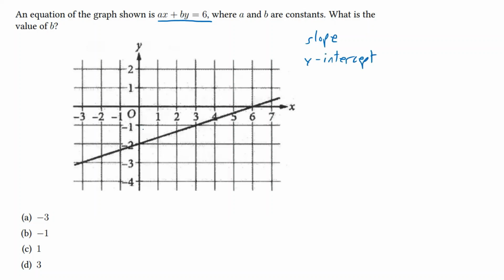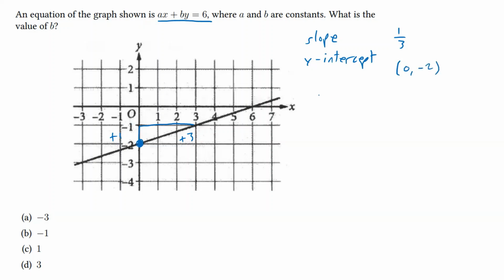The slope can be found by doing rise over run. Notice that we rise 1, and we run 3, which means that the slope is 1/3. The y-intercept is where x is equal to 0, and that is 0, minus 2.